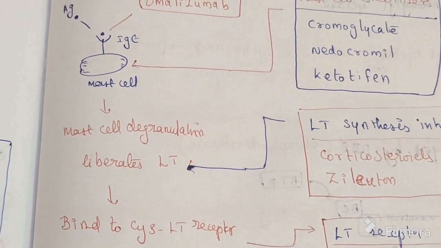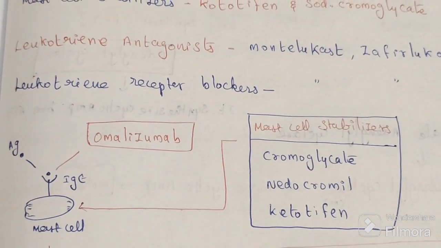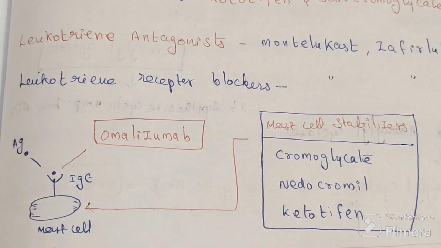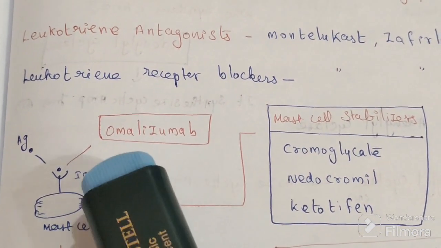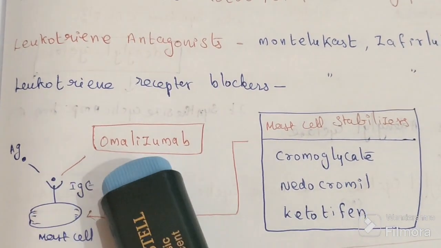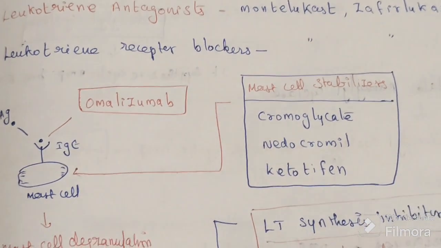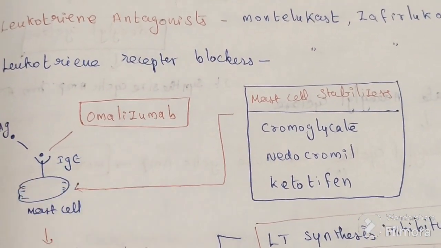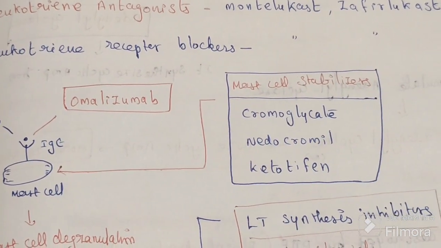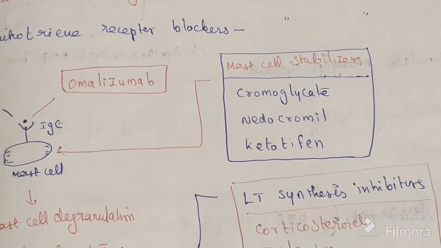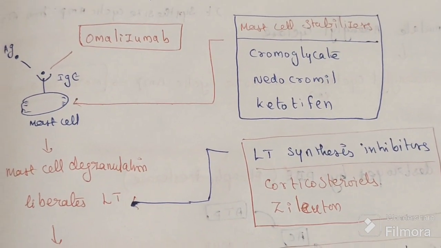Here we want to prevent it at various levels. The first level we can prevent is with the antibody against that antibody, so we give omalizumab. Number two, we stabilize the mast cell; we can give mast cell stabilizer drugs.